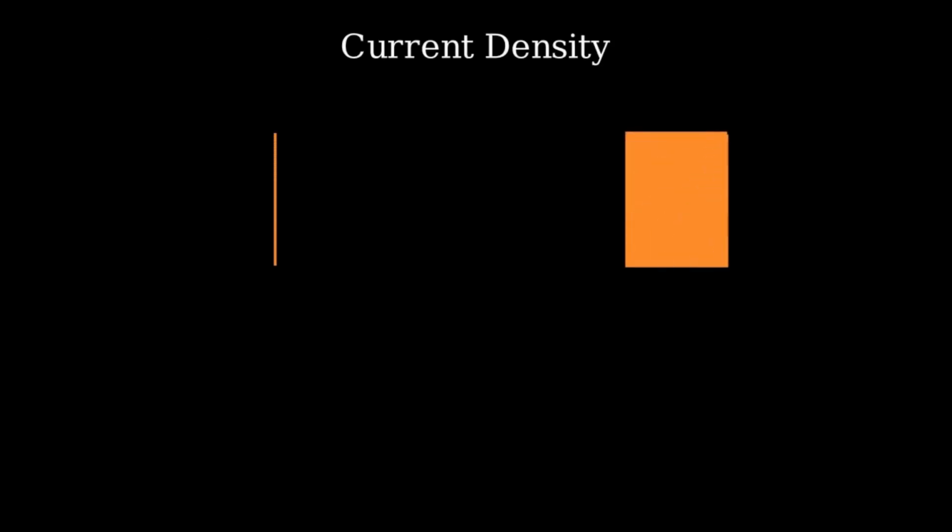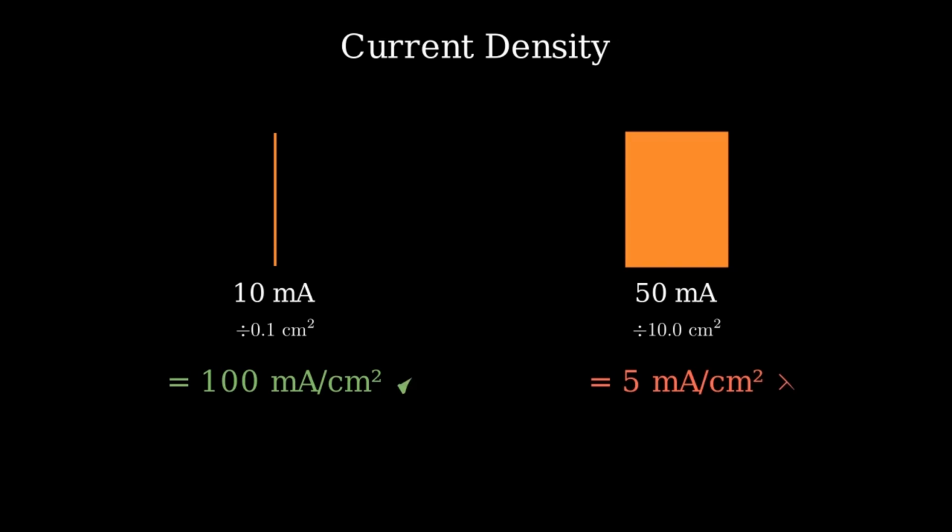When comparing catalysts, looking at raw current is misleading. A massive sheet of copper will naturally pass more current than a tiny wire. To level the playing field, we divide the total current by the geometric surface area of the electrode. This gives us current density, measured in milliamps per square centimeter. This is the true measure of a catalyst's activity.